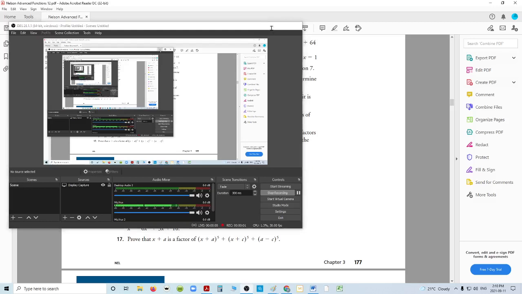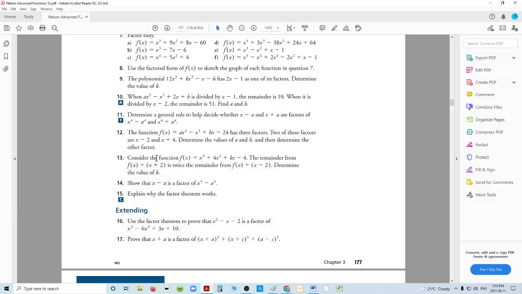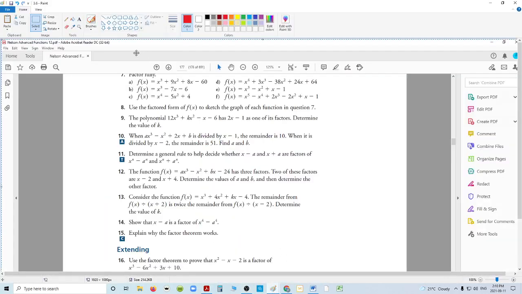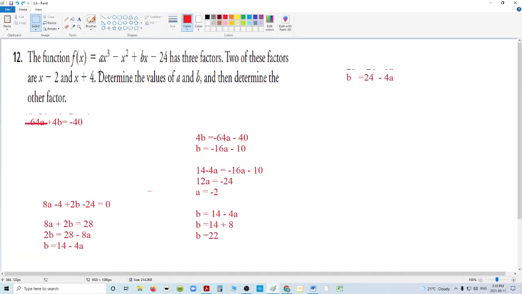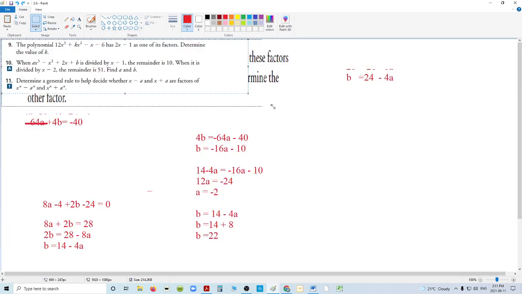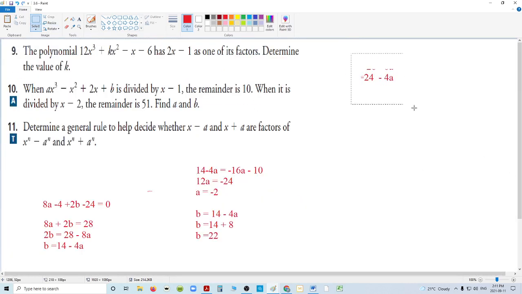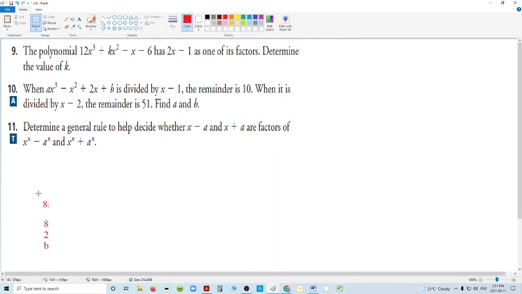Okay, let's finish off 3.6. Pretty straightforward from this point on. Okay, I'll grab both these. We finished number 8. And let's have a look. The polynomial, which is missing k, and k is just a number.